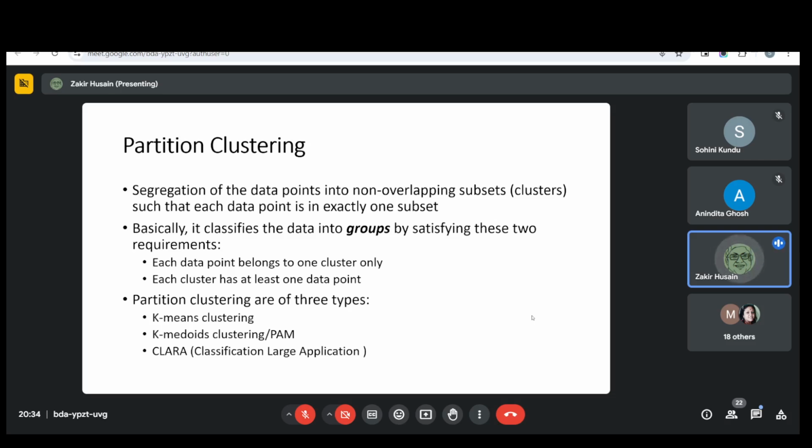In partition clustering, the data points are segregated into clusters which are non-overlapping, and each data point is in exactly one subset. So a data point cannot be in two different subsets. Partition clustering can be of 3 types: k-means clustering, k-medoids clustering, and Clara.